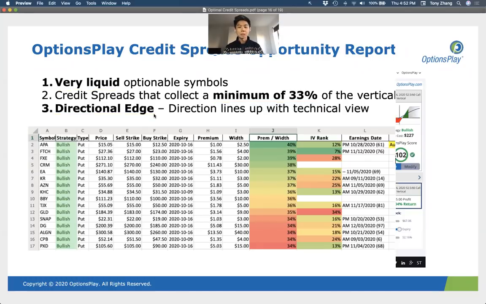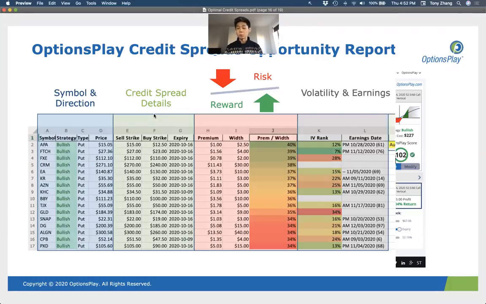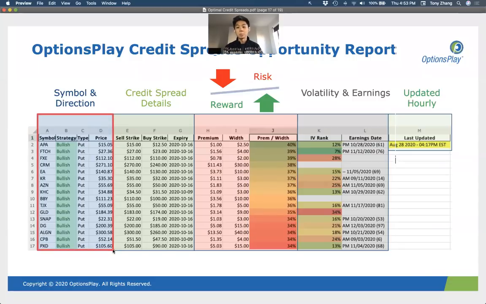And this report is actually updated for you every single hour. And to understand how to read this report, you can read it from left to right. First of all, you have symbol and direction. That is pretty straightforward. What symbol is it? Is it a bullish or bearish trade? Then we'll tell you the credit spread details, meaning what strike price are you buying? What strike price are you selling? What expiration date are we using? And then one of the most important things is risk to reward.